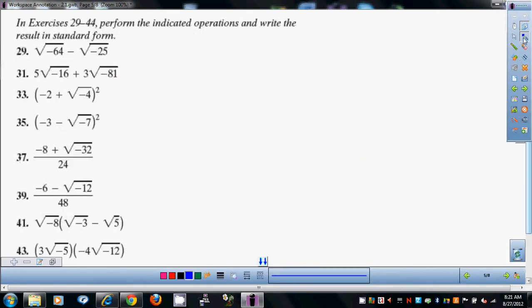Alright. Perform the indicated operations and write the result in standard form. Okay, well, the other day we talked about if you have radicals, you cannot add or subtract them unless they are common. So, what does 29? Well, first off, when you have a negative under a radical, first thing you want to do is pull out the i. So 29 would be i radical 64 minus i radical 25.